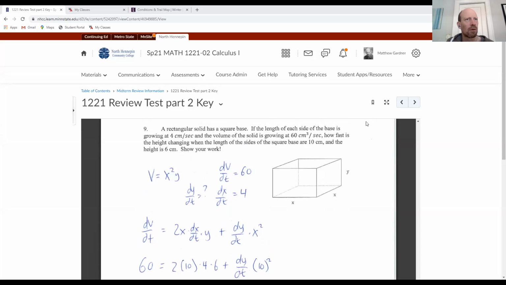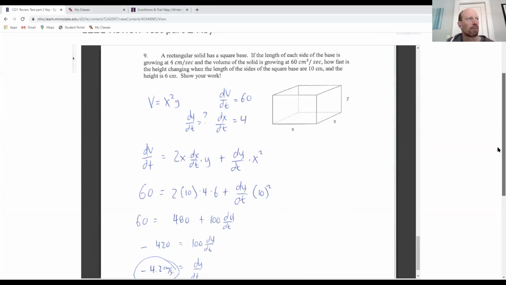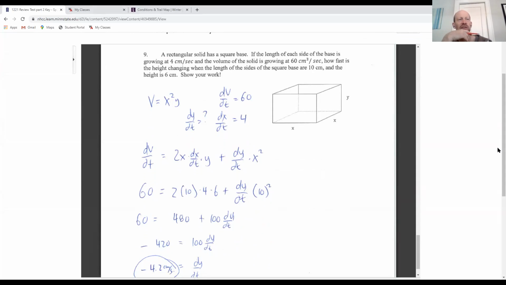Yep. Okay. So we have this rectangular solid that has a square base. The length of each side of the base is growing at 4 centimeters per second, and the volume is growing at 60 cubic centimeters. How fast is the height changing when the lengths of the sides are 10 centimeters and the height is 6 centimeters? Show your work. Yikes, right? Like when you read that the first time, it feels maybe overwhelming.